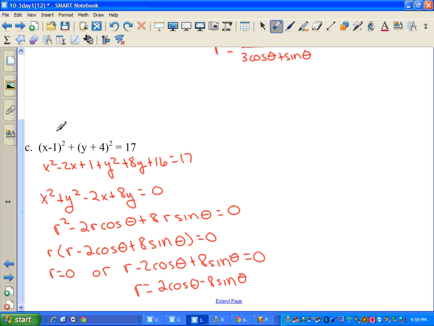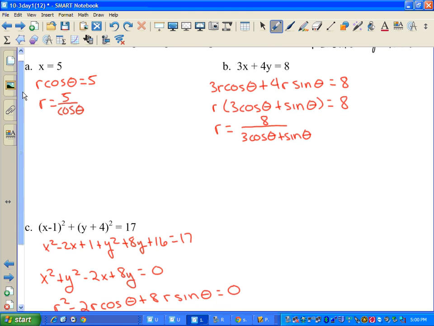In letter C, we have a circle with the center not at 0, 0. The center is at 1, negative 4. If you FOIL out x minus 1 squared, you get x squared minus 2x plus 1. If you FOIL out y plus 4 squared, you get y squared plus 8y plus 16, and that's equal to 17. Well, 16 plus 1 is 17, so we subtract 17, getting 0. That takes the constants away. Now, x squared plus y squared is r squared, so we use that somewhere.